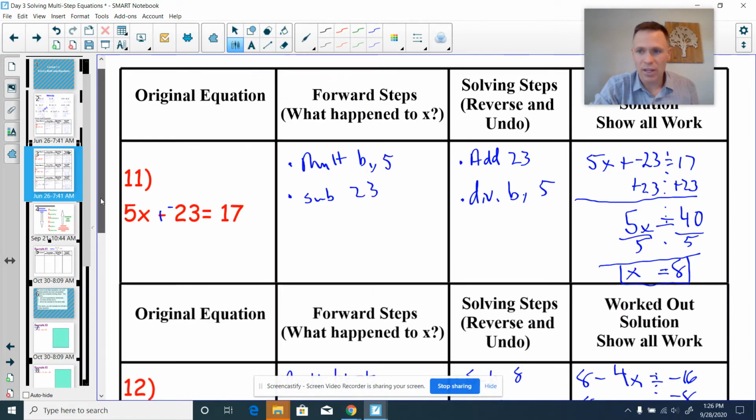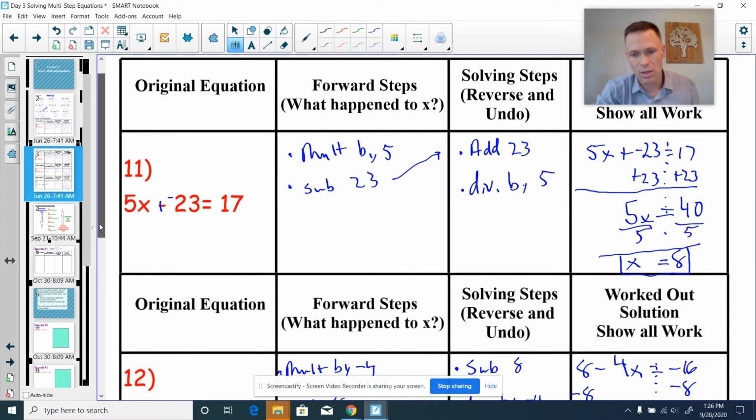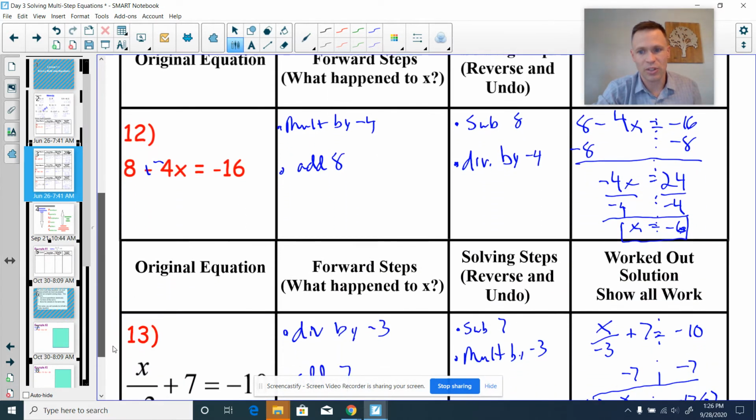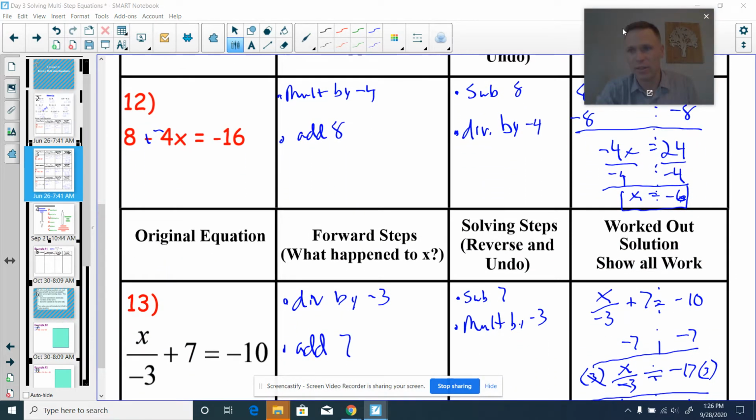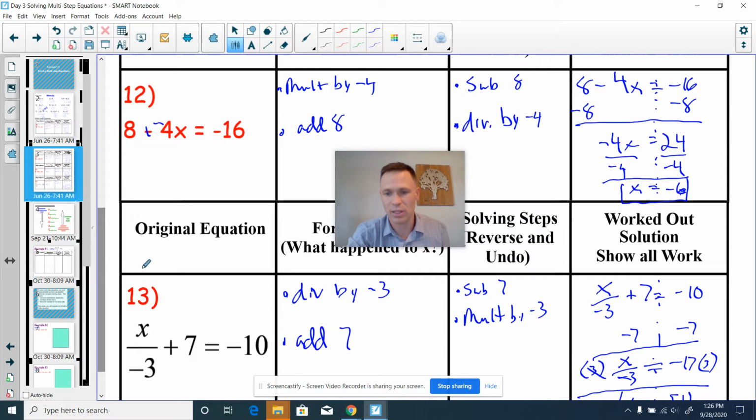On the next page there, this problem, what's happening to x? I'm multiplying by 5 and subtracting 23. So I'm undoing the last forward step and making that my first solving step. So I'm adding 23, and then I'm undoing multiplication by dividing by 5. You can see the work there. And this is very much the same. So I'm going to throw up both of these here so you can take a look. I'll put my picture in the middle so you can look around me. Pause the video if you need to take a look at the answers.